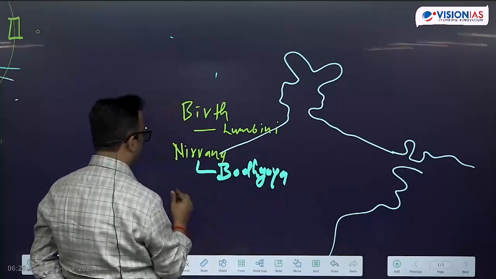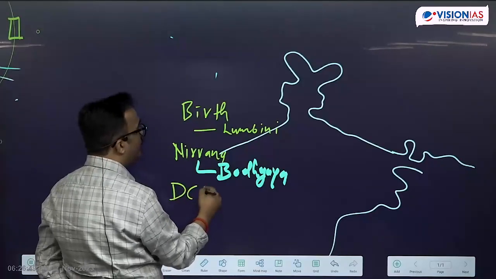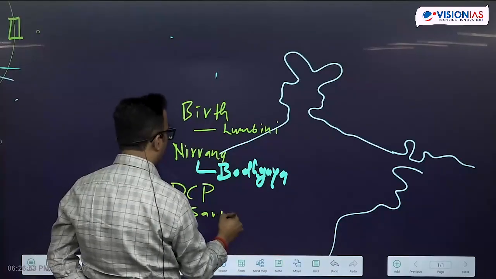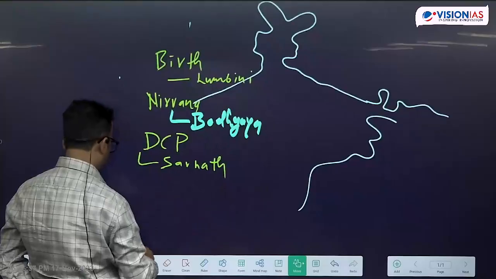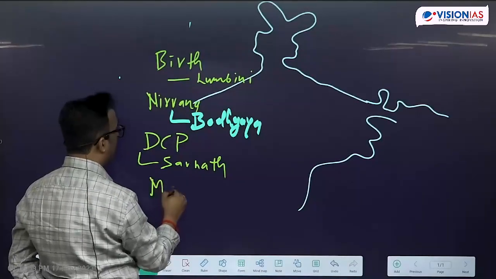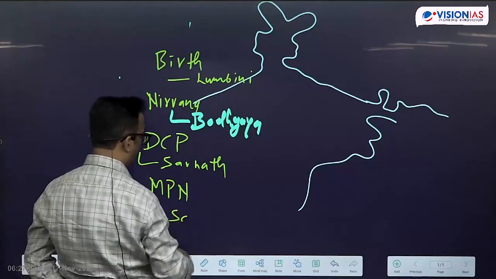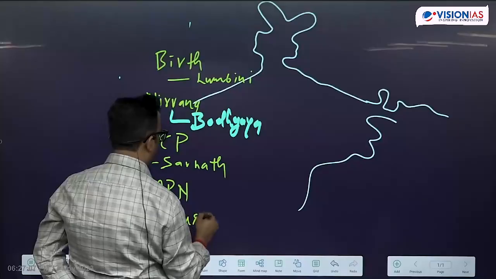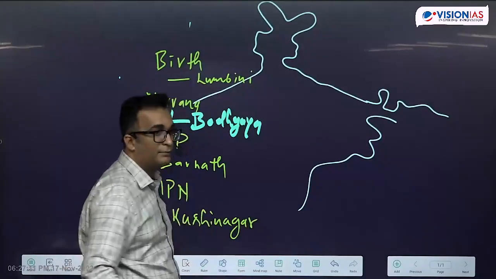Then comes Dharma Chakra Parivartan. I am writing DCP, बाद में elaborate कर लेंगे, and it is happening at Sarnath. And the last one is his death, and death in Buddhism is called Mahaparinirvana. So this is happening at Kushinagar. Okay? So this is happening at Kushinagar, and let's move to the next part.